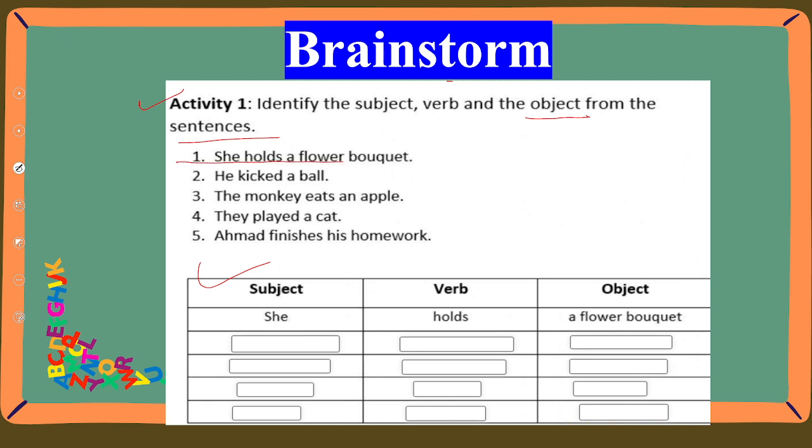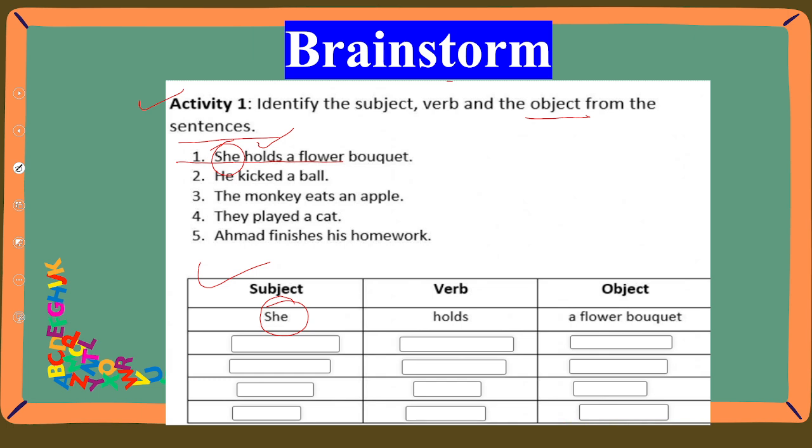She holds a flower bouquet. What is our subject in this sentence? The subject is someone for which we are giving information, or someone who is performing an action, for which we use our verbs. So here, she holds a flower bouquet. She is our subject. Then we know that to hold something, holding or holds is our verb.